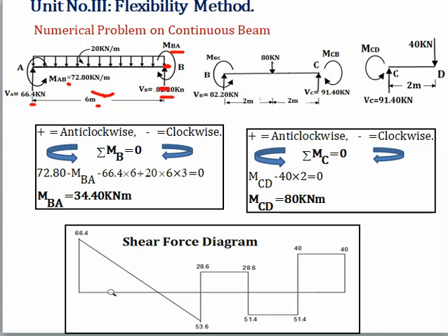This is not a total reaction. If you calculate the reaction at B, that value will be 53.6. If you calculate the reaction here, that value will come out to 28.6, and if you add these two values, the total reaction will be 82.20 kilonewton. Okay, so don't get confused here. We are interested in MBA. So find out MBA. How to find it? Take moment about B.